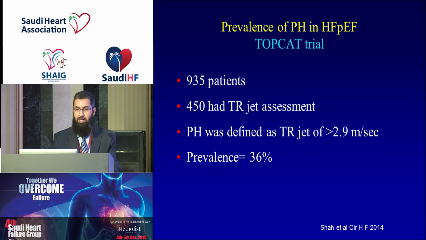Now, another study, the TOPCAT trial, which tested the aldosterone antagonist in HFpEF, also used a somewhat modest cutoff of a TR jet of 2.9 meters per second, which translates to about 36 millimeters of mercury. The prevalence in this trial was 36%.